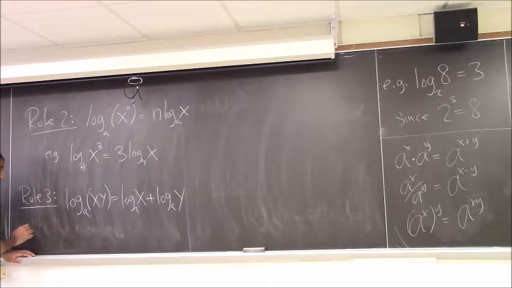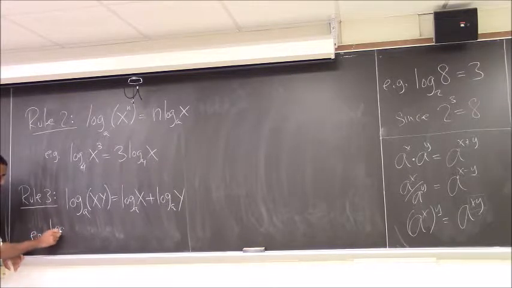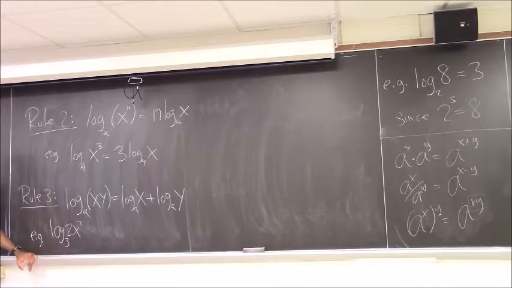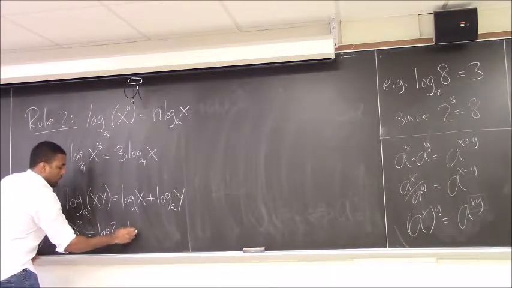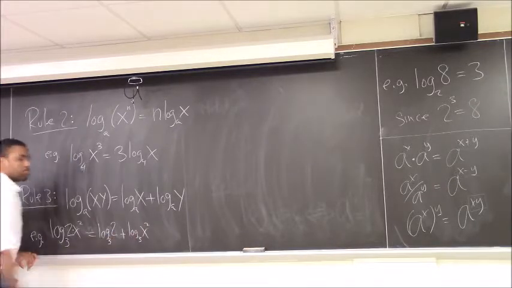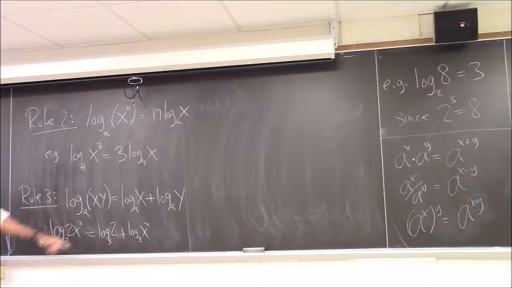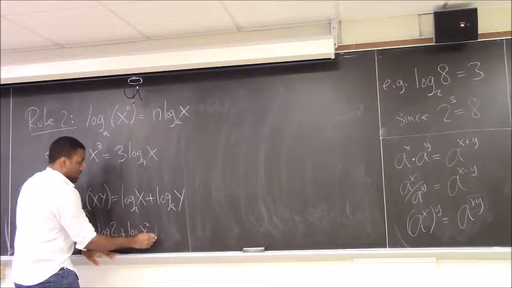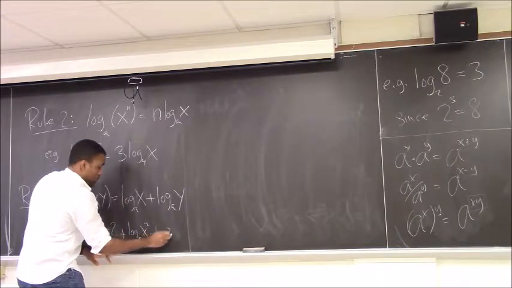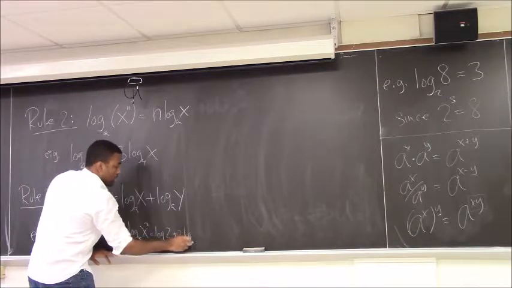An example here would be log to the base 3 of 2x squared. Realize that this is 2 times x squared, so I can write that as log to the base 3 of 2 plus log to the base 3 of x squared. And I could even apply the power rule to make it simpler: I can take this 2 and bring it down in front. Log to the base 3 of 2 plus 2 log to the base 3 of x.